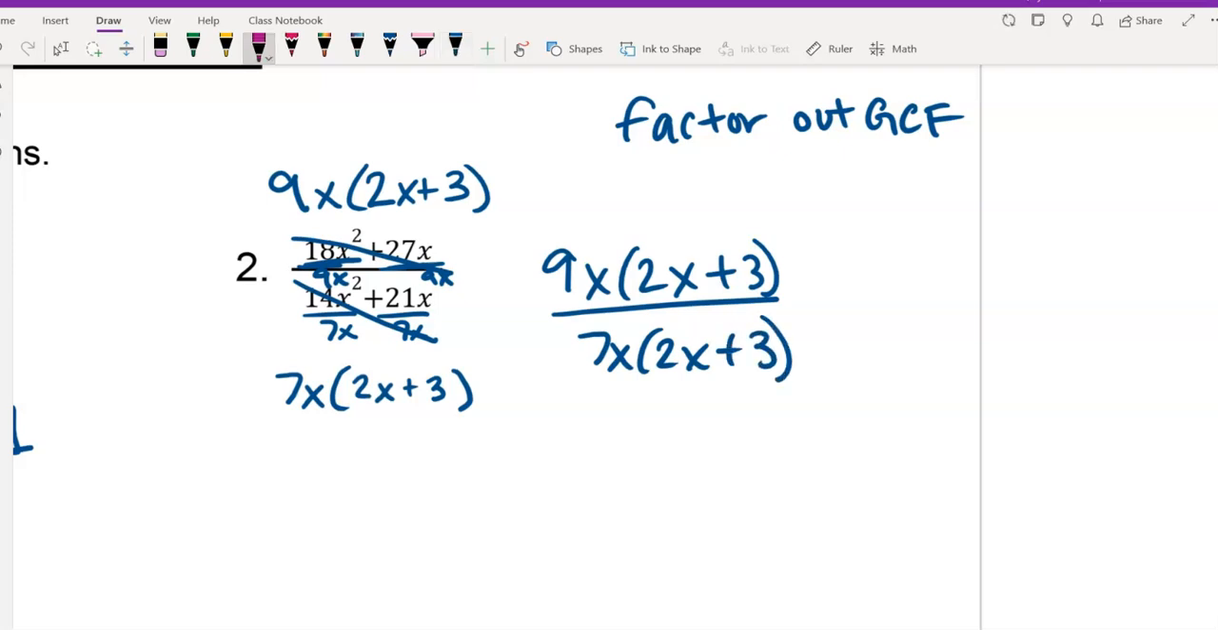All right, now we have factored everything. I see those parentheses. We're done with the factoring. Now we can cancel. 2x plus 3 and 2x plus 3, that's our first match. I also see we have an x divided by x. That's another match. What are we left with? 9 over 7.